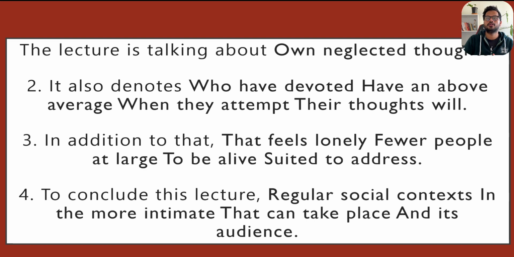Now I'll speak out all these 4 sentences in a sequence just to give you an idea how you would be speaking in the real exam in order to get a full score. The lecture is talking about own neglected thoughts. It also denotes who have devoted, have an above average when they attempt their thoughts will. In addition to that, that feels lonely, fewer people at large, to be alive, suited to address. To conclude this lecture, regular social contexts in the more intimate that can take place and its audience. That's it. That is all what you need to do in order to get a full score.